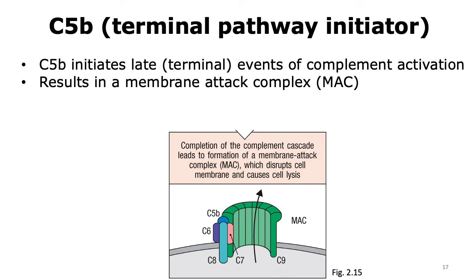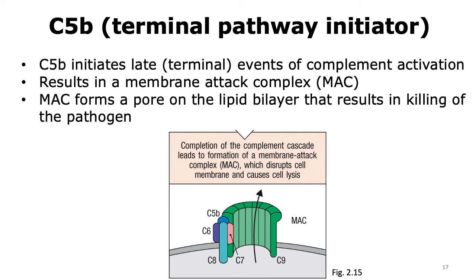The other fragment that is generated by the cleavage of C5 is C5b. And C5b is able to initiate the late or terminal events of complement activation, which is the formation of a membrane attack complex, which forms a pore-like structure on the phospholipid bilayer of the pathogen, and thereby it promotes cell lysis and killing of the pathogen. Now let us see how the membrane attack complex is formed.